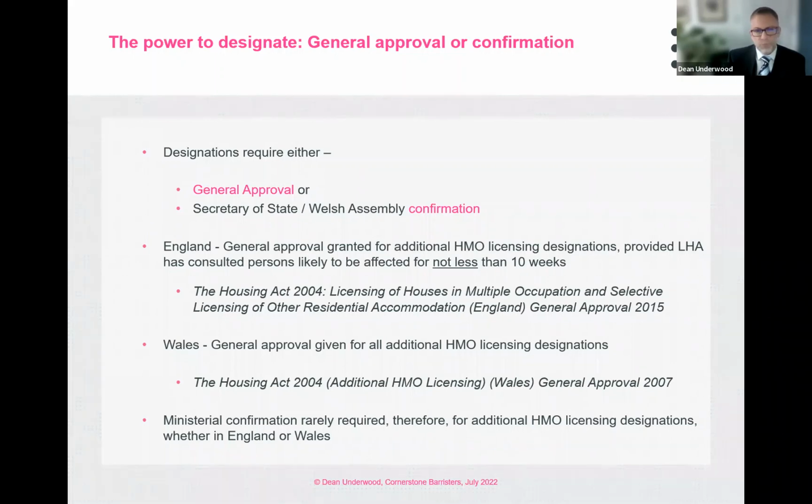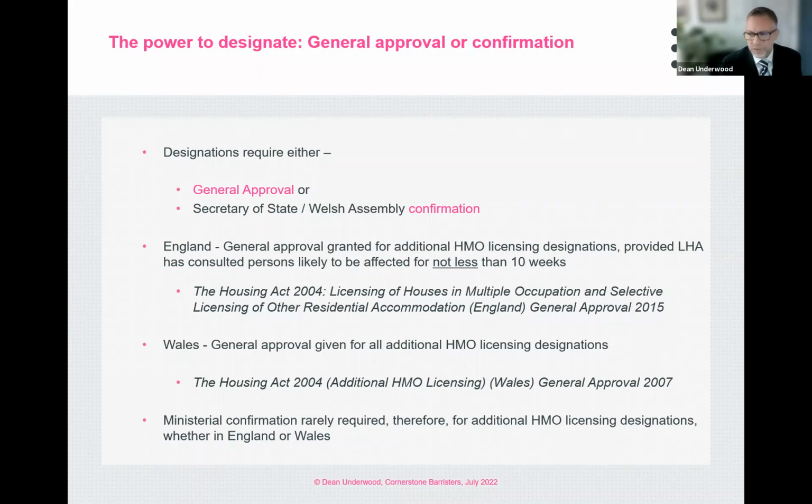2015, general approval has been granted for additional HMO licensing designations, provided only that the LHA has consulted persons likely to be affected by it for not less than 10 weeks. And you'll find that general approval, and indeed that for selective licensing, in the Housing Act 2004, licensing of houses in multiple occupation, and selective licensing of other residential accommodation, England, general approval 2015. And yes, I did that without taking a breath.